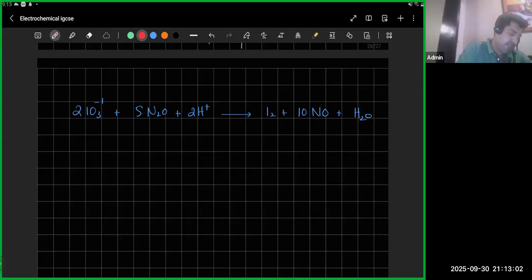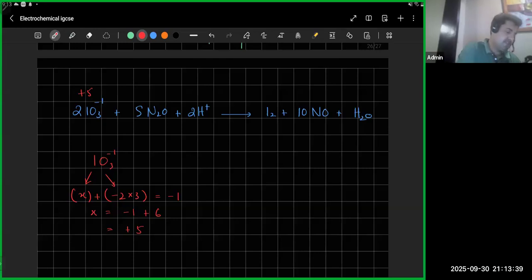And so we're going to start with IO3 -1. Well, I know what O is. That's -2. I don't know what I is. I is going to be taken as X. There are 3 oxygens, so it's going to be -2 times 3. And the total charge on the entire thing is -1. So if I solve for this, it's going to be -1 and +6, right? So it's going to give me +5.